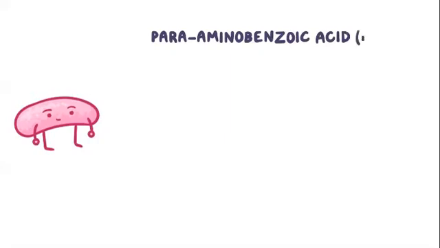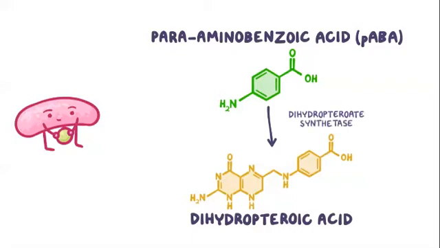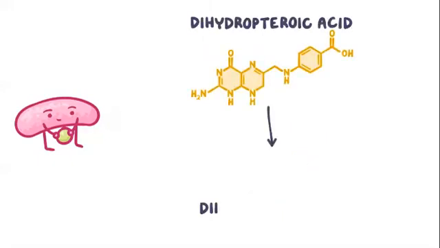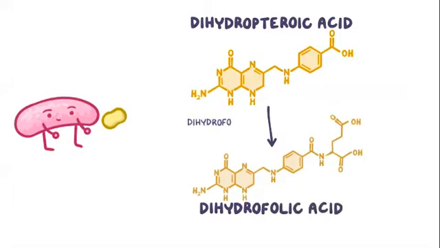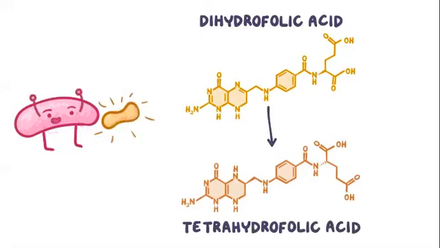So, in order to synthesize folate, the bacteria will first use the host para-aminobenzoic acid, or PABA, and convert it to dihydropteroic acid via the enzyme dihydropteroate synthetase, or DHPS. In the second step, dihydropteroic acid is converted to dihydrofolic acid by dihydrofolate synthetase. The third step is a conversion of dihydrofolic acid into tetrahydrofolic acid via dihydrofolate reductase.